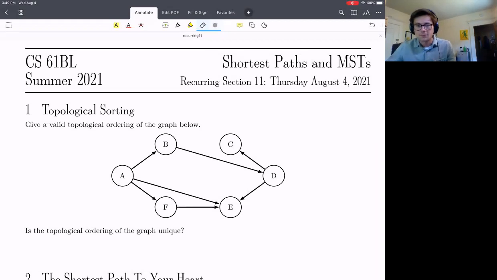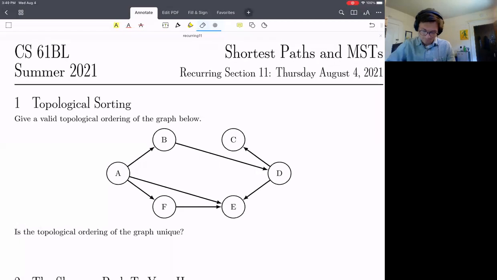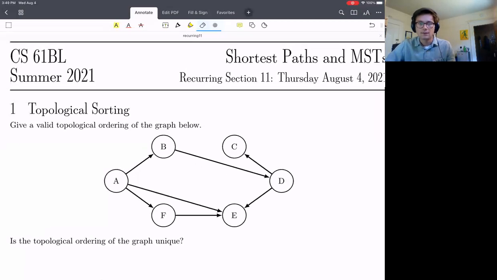Okay, so we're going to start with the first question. First question is on topological sorting. This is something that students often don't quite get. I think it's just because we don't emphasize it that much in the class. But basically, this question is kind of in two parts. First, we're going to give a topological sort, and then we're going to answer this question of, is the topological ordering of the graph unique? So are there multiple valid topological sorts?